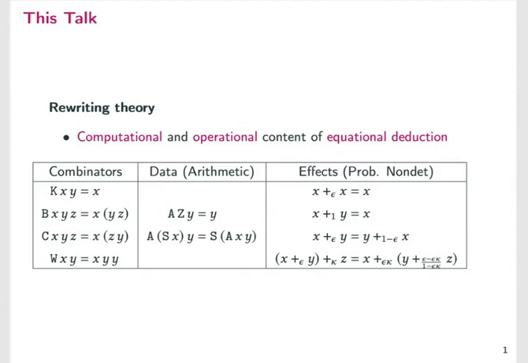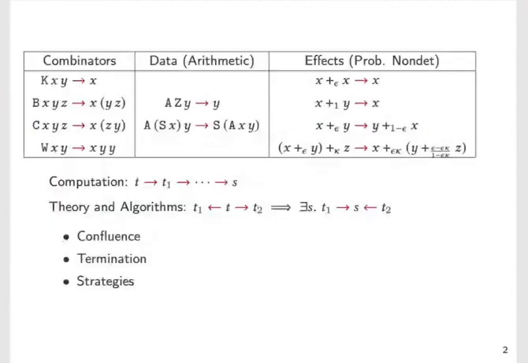So here is a running example in which we have a computational core, which for simplicity is just taken as a bunch of combinators. Then we have some data, arithmetic, for instance, just addition and similar things. And then we can also add other features such as computational effects. So here it's specified by means of equation for probabilistic non-determinism. And then the nice thing is that once we have this equational specification, we can just use rewriting to turn the specification into something more operational.